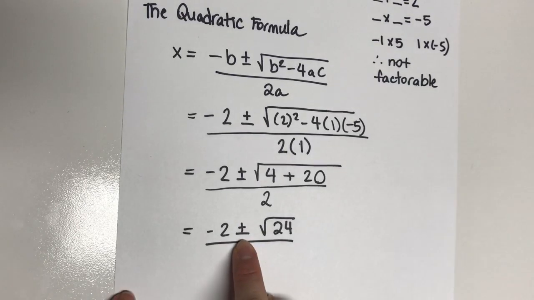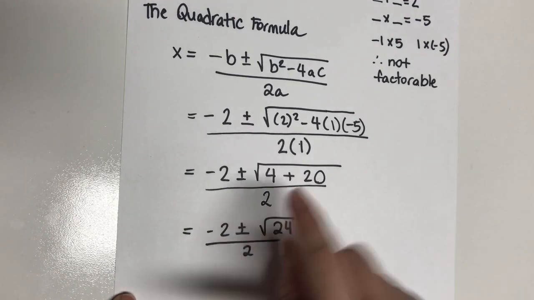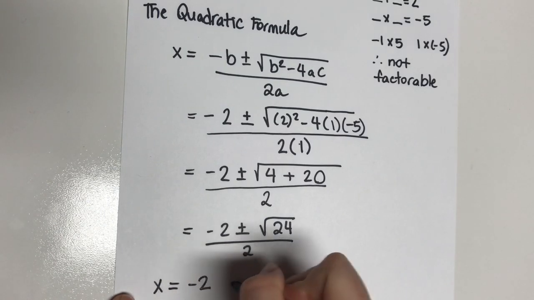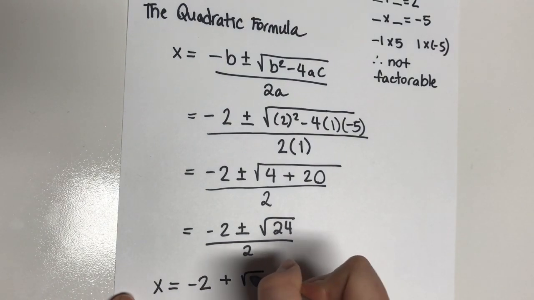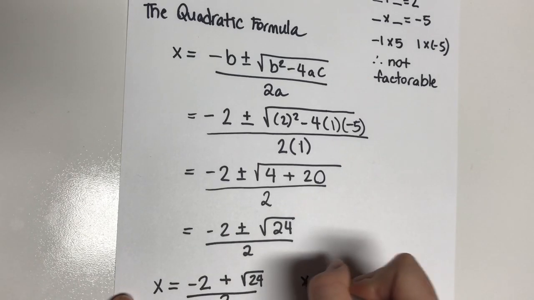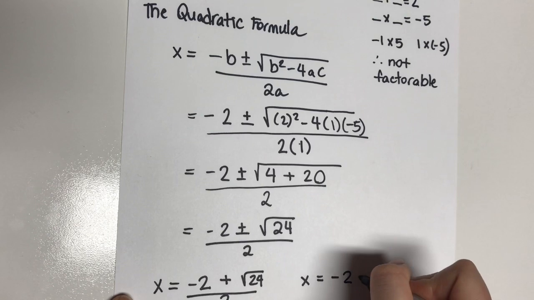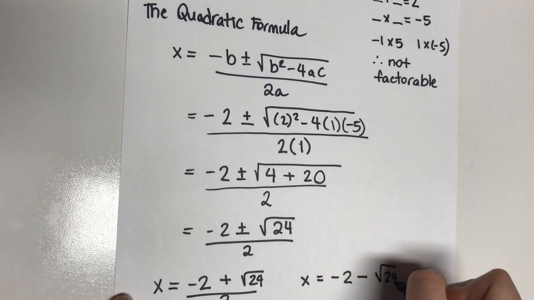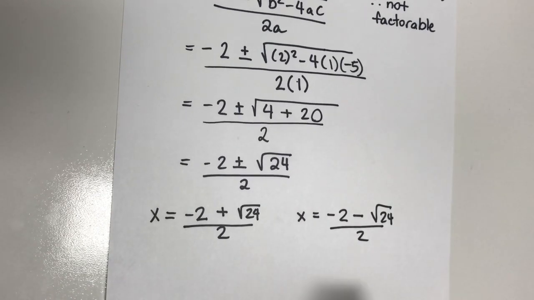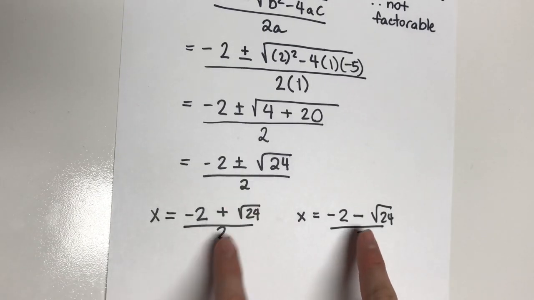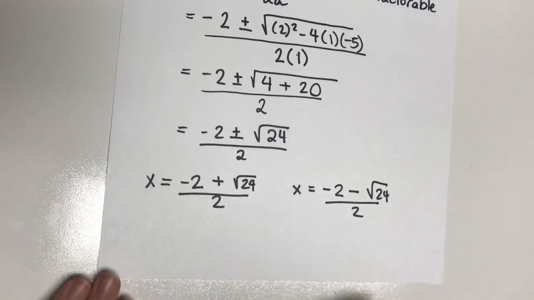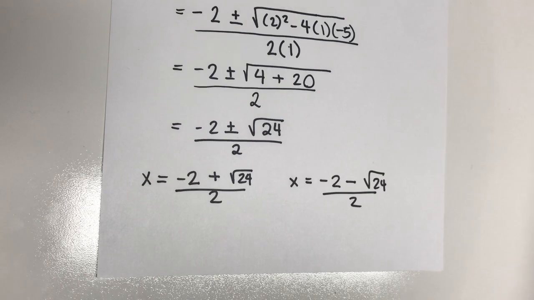So one x is going to be positive and the other x is going to be negative. So x is going to equal -2 plus the square root of 24 over 2. Or x is going to equal -2 minus the square root of 24 over 2. So in one scenario, I'm using the plus sign, and in the other scenario, I'm using the minus sign. And then I can simplify using my calculator.